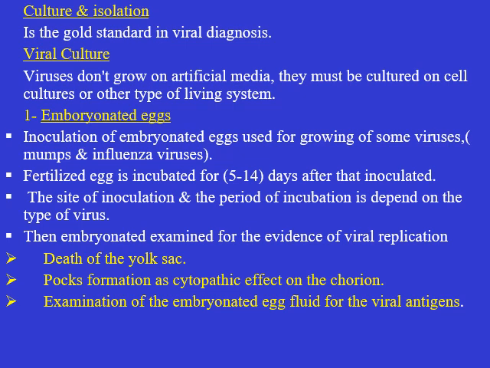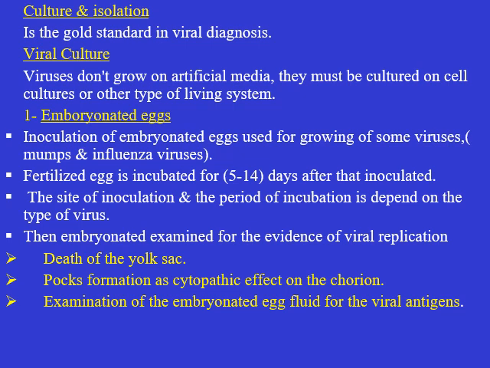Fertilized hen eggs should be incubated for 5 to 14 days in order to be embryonated, and after that inoculation of the embryonated egg can be done. The site of inoculation and the period of incubation depend on the type of the virus. After the inoculation and incubation, the embryonated egg is examined for evidence of viral replication.